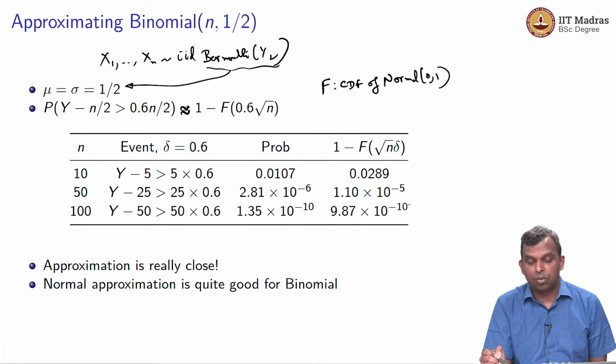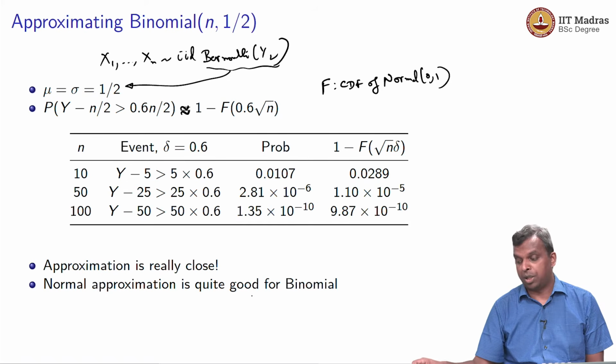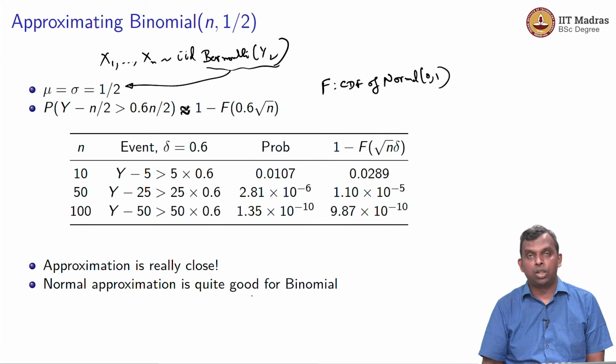Notice the CLT. It gives you such good approximation, very close to what you expect here in terms of the probability. So that's the nice thing to know. Approximation is really, really close, and normal approximation is a very, very good thing to do for binomial distribution. So this is how you use the CLT.